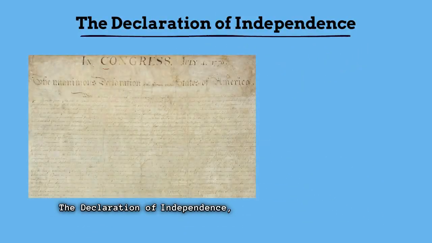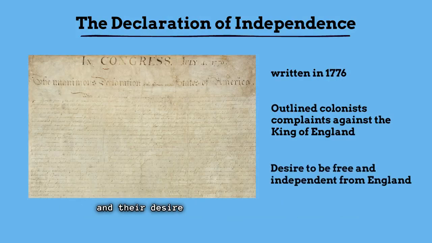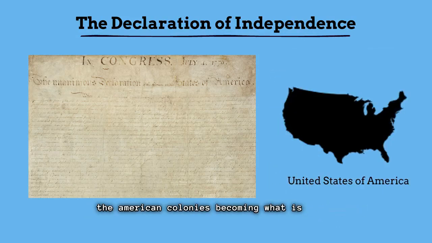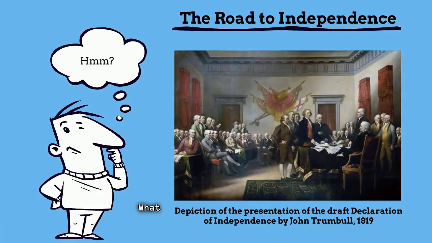The Declaration of Independence, written in 1776, outlined the colonists' complaints against the King of England and their desire to be free and independent. This document played an important role in the American colonies becoming what is today the United States of America. Well, how did this happen? What caused the colonists to write the Declaration of Independence?